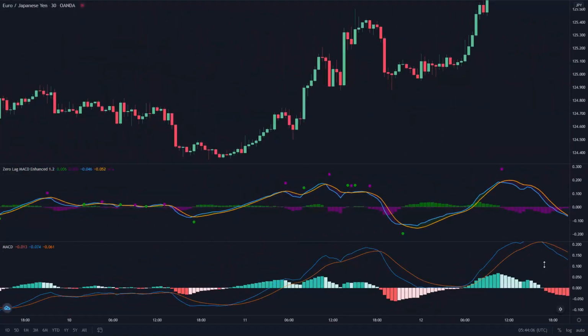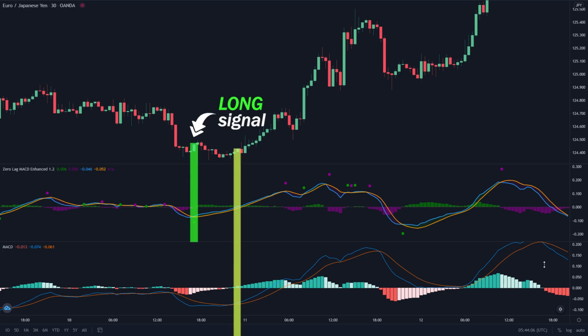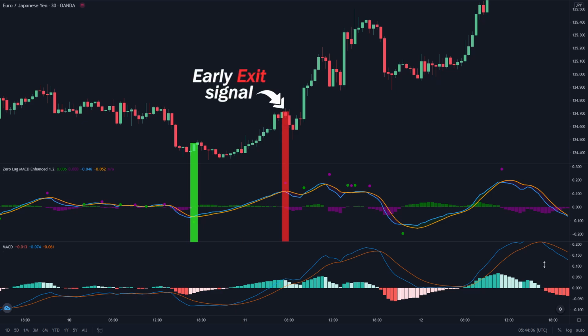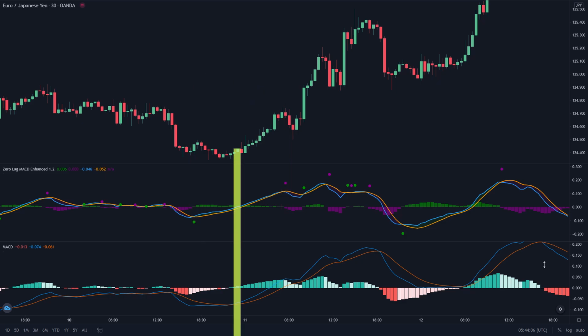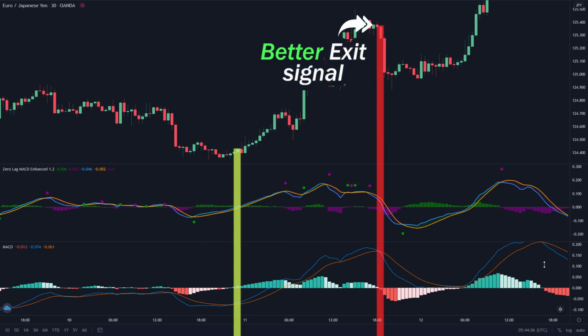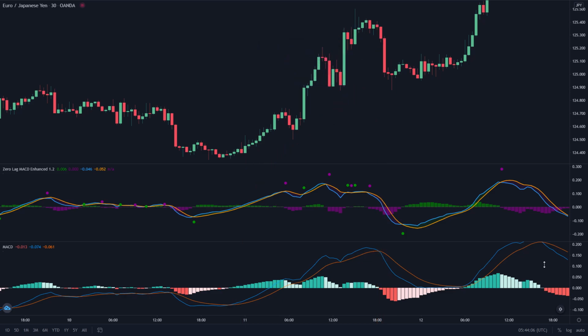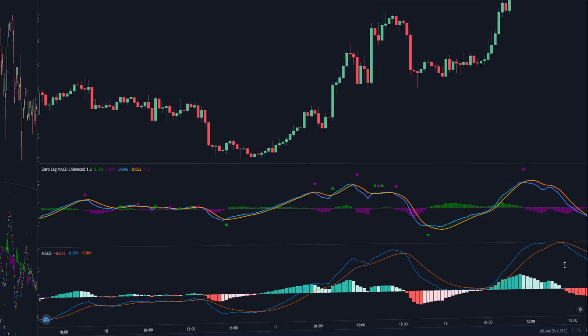However, because the zero lag MACD is so sensitive, it often backfires, like this trade. Notice that it gave a much earlier entry signal than a normal MACD. However, it also gave an early exit signal because the indicator is so sensitive. Compare that to the normal MACD, which gave a much better exit signal because it let the trend mature.